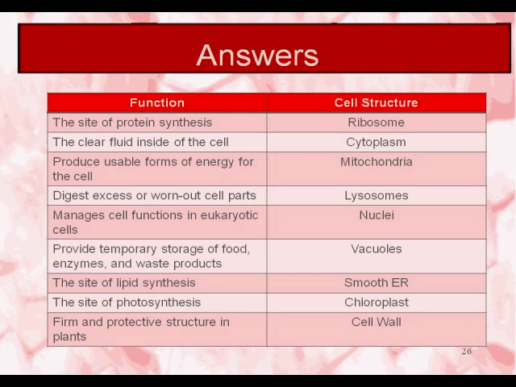Here are your answers. The site of protein synthesis: ribosomes. The clear fluid inside of the cell: cytoplasm. Produce usable forms of energy for the cell: mitochondria. Digest excess or worn out cell parts: lysosome. Manages cell functions in a eukaryotic cell: the nucleus. Provides temporary storage of food, enzymes, and waste products: vacuoles. The site of lipid synthesis: smooth ER. The site of photosynthesis: chloroplast. Firm and protective structure in plants: cell wall.